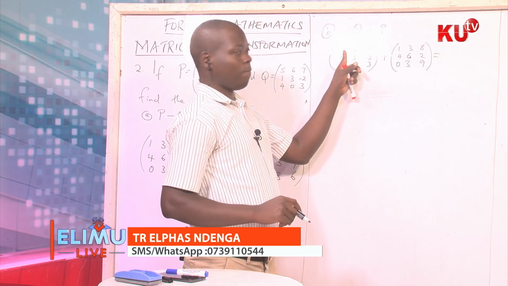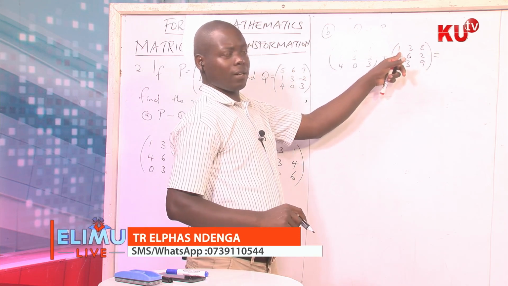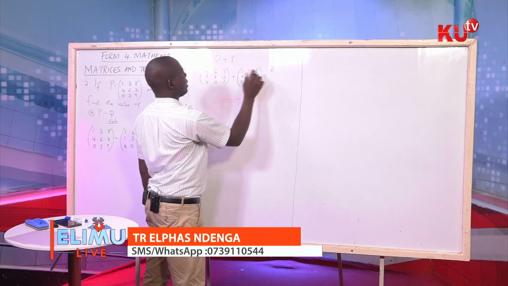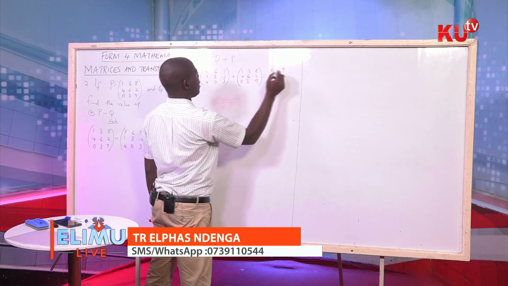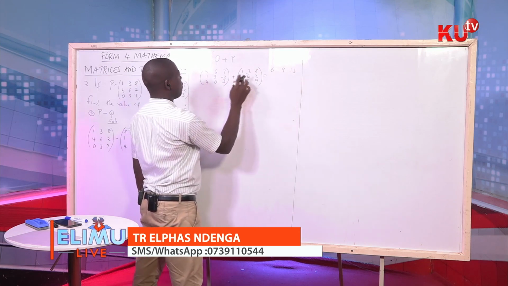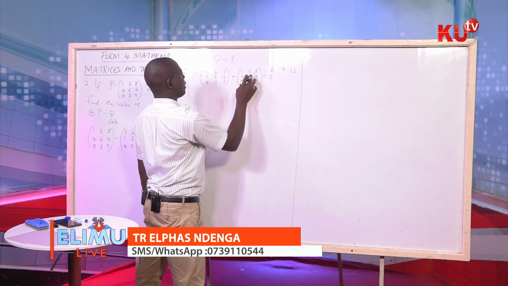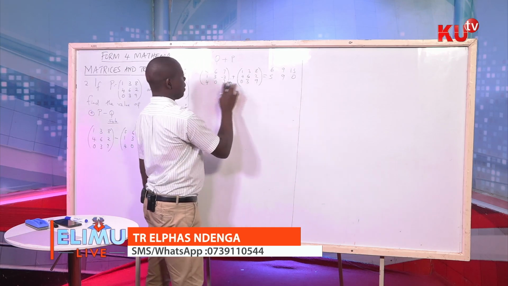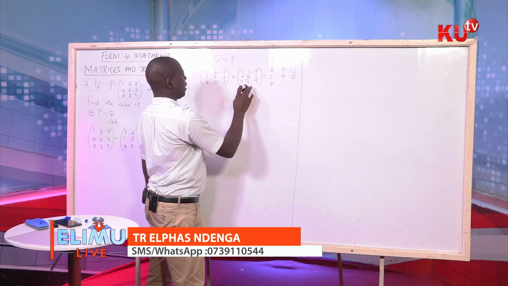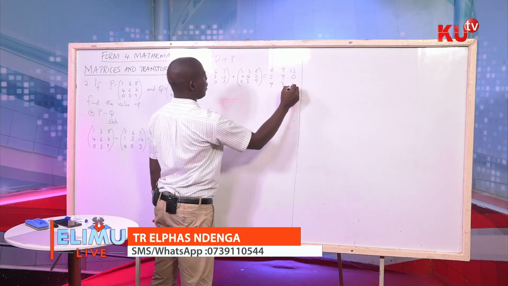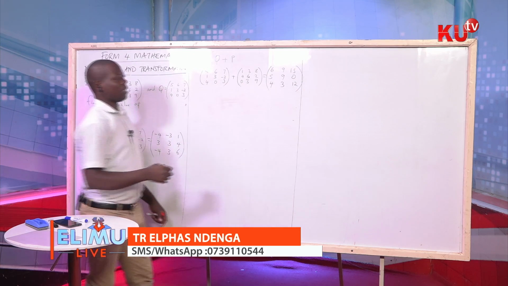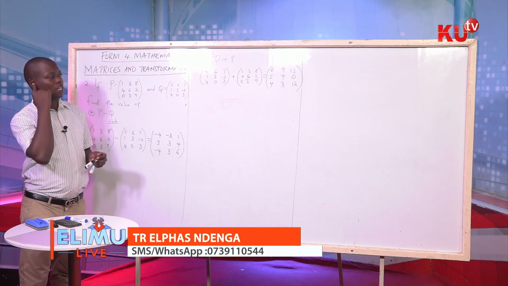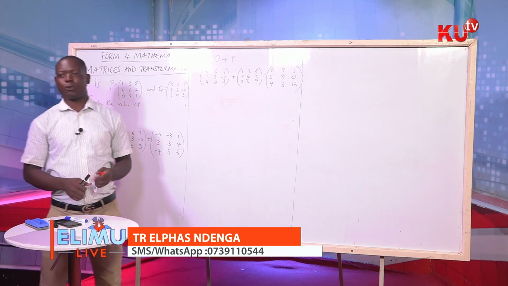Let's add 5 plus 1, that is 6. 6 plus 3 is 9. 7 plus 8 is 15. 1 plus 4 is 5. 3 plus 6 is 9. Negative 2 plus 2 is 0. 4 plus 0 is 4. 0 plus 3 is 3. And 3 plus 9 is 12. So the sum of those matrices is 6, 9, 15, 5, 9, 0, 4, 3, 12.